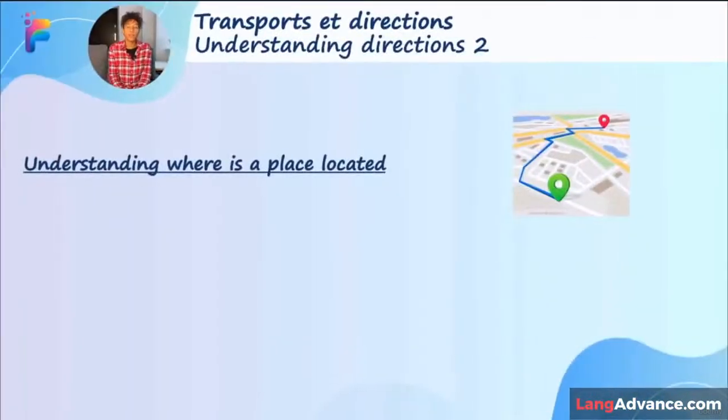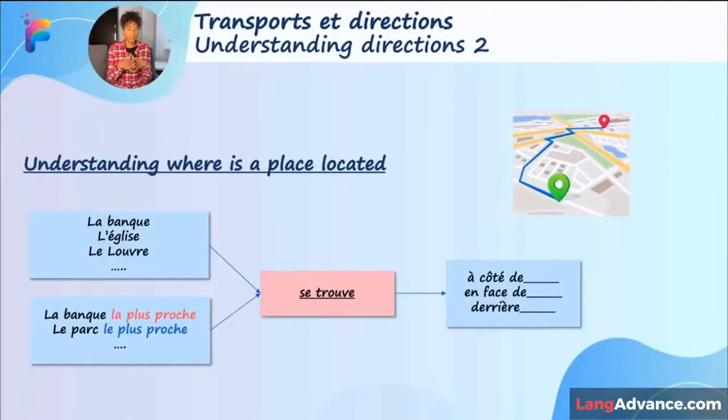Understanding where is the place located. Let's have a look. We have a few examples here. La banque se trouve à côté de. You can find the bank next to. L'église se trouve en face de. The church is located in front of. Le Louvre se trouve derrière. The Louvre Museum is located behind.